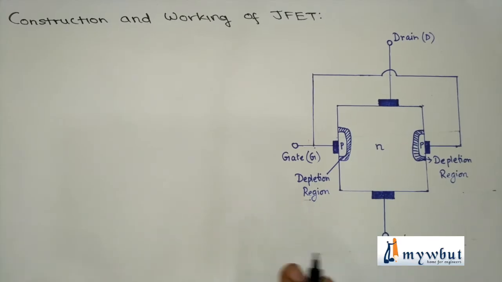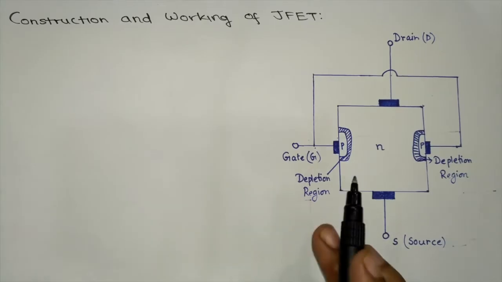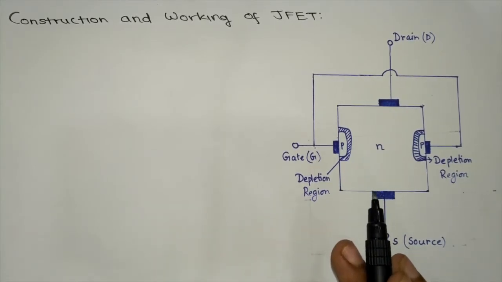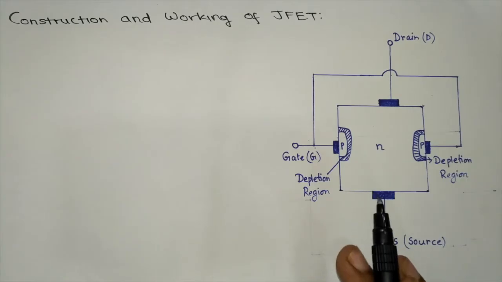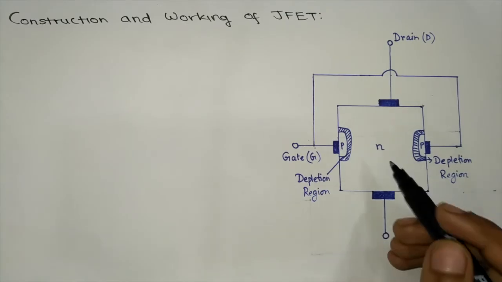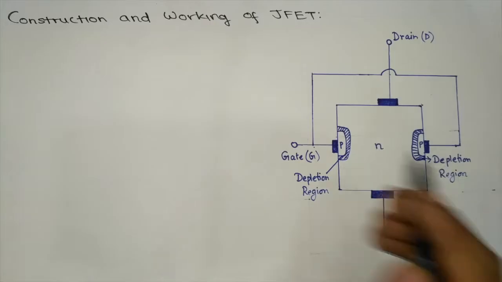Construction and working of JFET. Now we would be starting with the junction field effect transistors. So first we have to know what is the construction of a junction field effect transistor. As you can see, in a junction field effect transistor, there are two PN junctions.